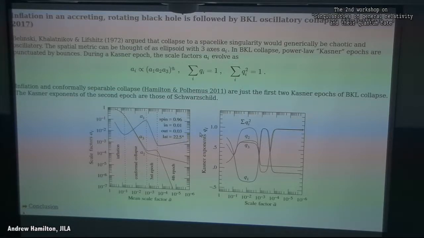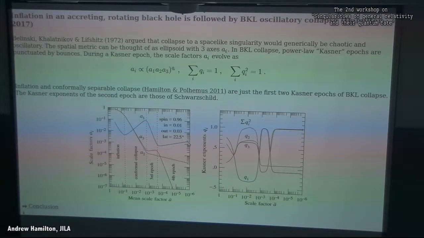So I was able to show, as a result of starting with inflationary initial conditions, I was able to follow this. And you can see these are 3 scale factors following the football. This is a rotating black hole, and there are these 4 power law epochs, first one here, then another one here, each varying as a power law with a mean scale factor. And between the power laws, there are bounces. So there's 1, 2, 3 bounces.